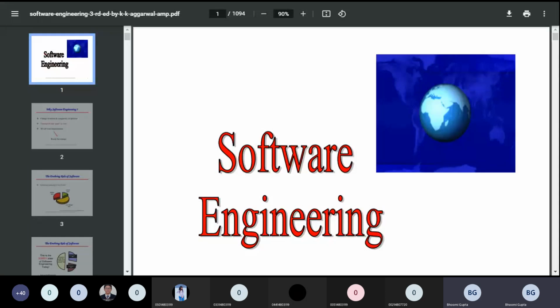We talk about agile programming, right? We talk about software modeling. We talk about the testing cases. We talk about the maintenance models.